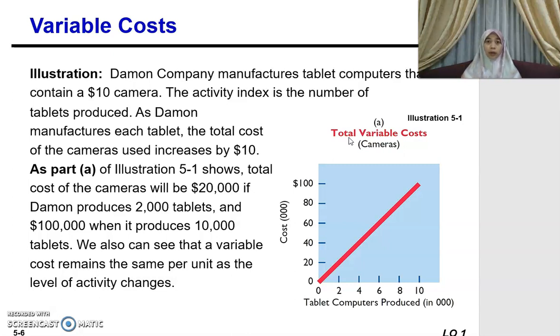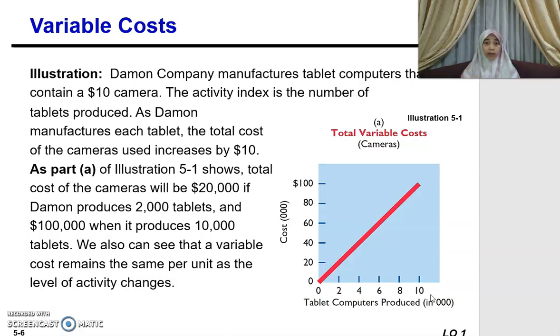If I produce 1 unit, the cost is 10 ringgit. If I produce 2 units, the cost will be 20. If I produce 4 units, that will be 40. If I produce 6 units, that will be 60, and so on. So that means it increases in direct proportion. If your cost increases in direct proportion with your quantity, that is considered a variable cost. So you have to understand the behavior of your cost.